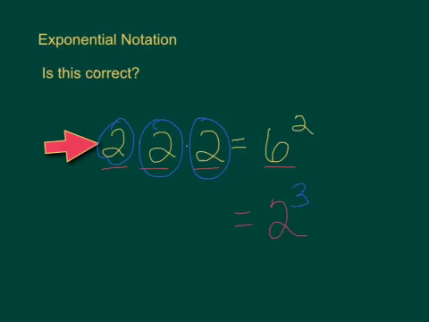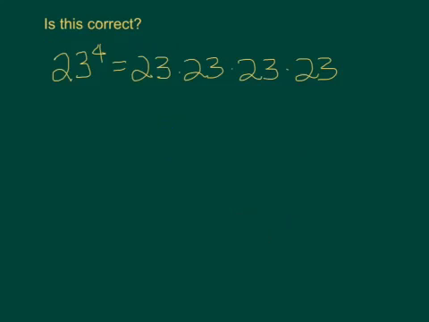Okay, so let's look at the next example. 23 to the 4th power is equal to 23 times 23 times 23 times 23. So what do you guys think? What's my base? My base is 23. And how many times should I be multiplying it? 4 times. And am I multiplying it 4 times? 1, 2, 3, 4. So yes, this is correct.